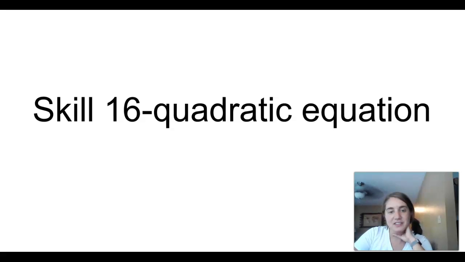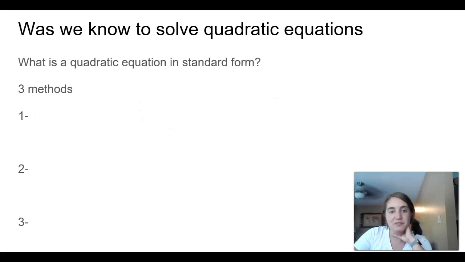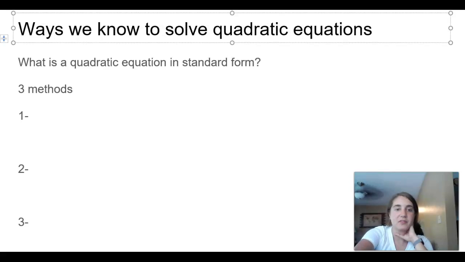Hi you guys, this is skill 16, the quadratic equation. We know how to solve quadratic equations. So let's first review what a quadratic is and what a quadratic in standard form looks like.